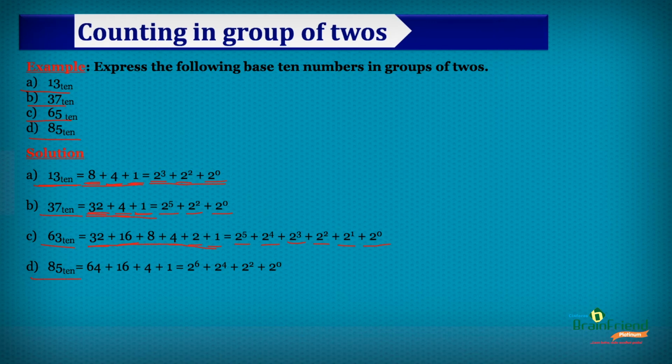Lastly, 85 base 10 can be expressed as 64 plus 16 plus 4 plus 1. And 64 is the same thing as 2 raised to power 6. 16 is the same as 2 raised to power 4. 4 is the same as 2 raised to power 2. And then 1 as 2 raised to power 0. So this is how we express base 10 numbers in groups of 2s.